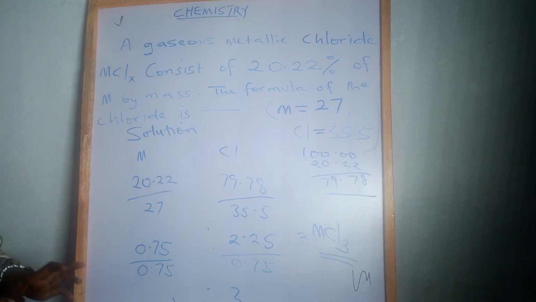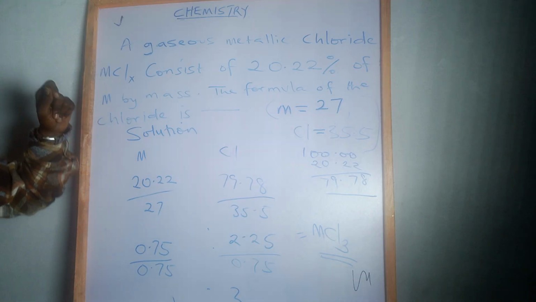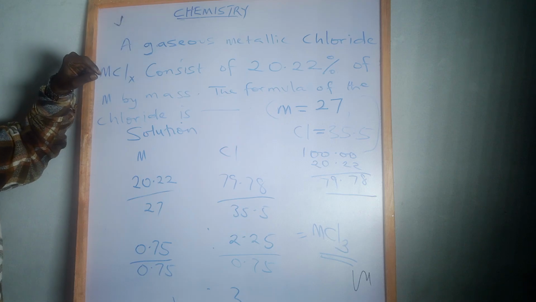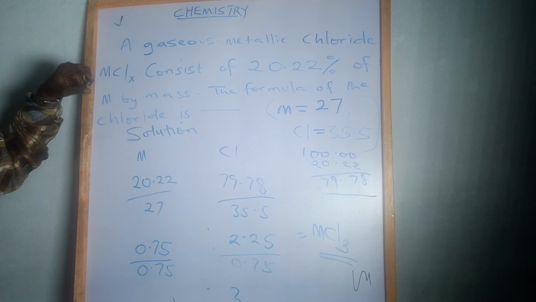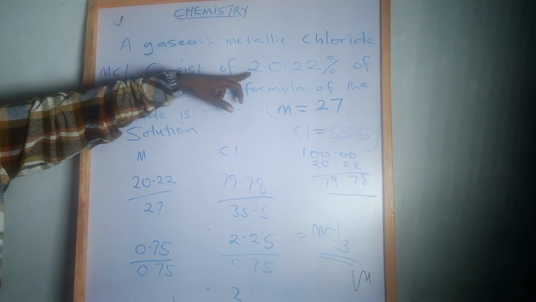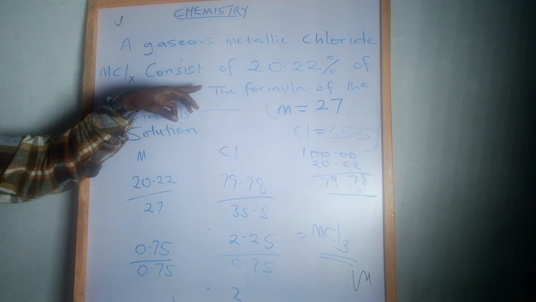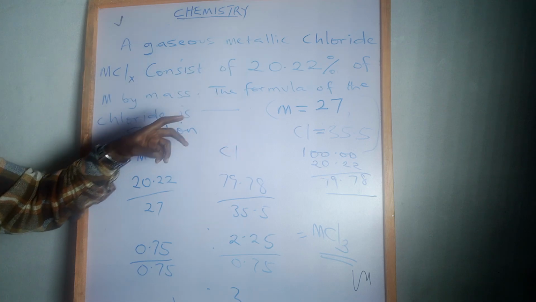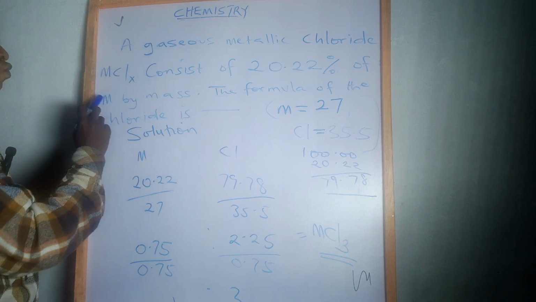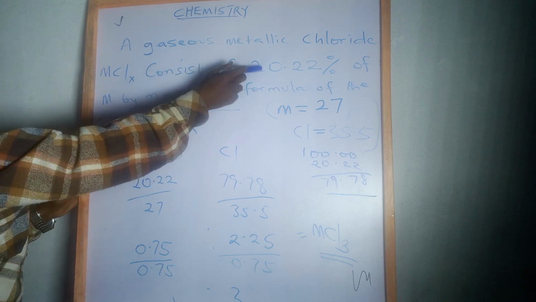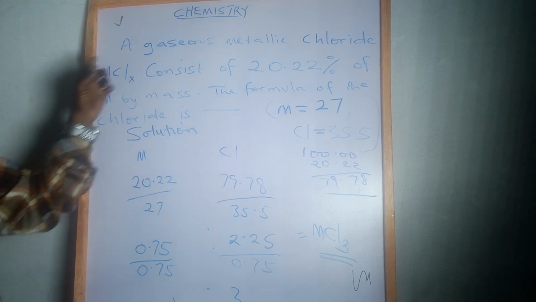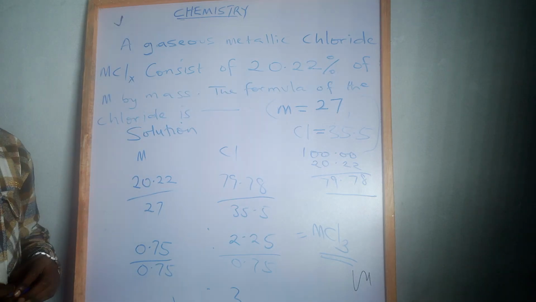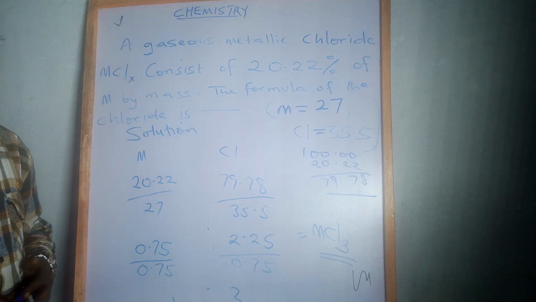Don't forget the pitfall for this aspect. Anytime this kind of question is asked, the pitfall is in how to determine the second percentage composition, and it's very simple. Since there are two, M and Cl, and you are given one, all you need to do is subtract the one you are given from 100%, and your answer will be jumping out.